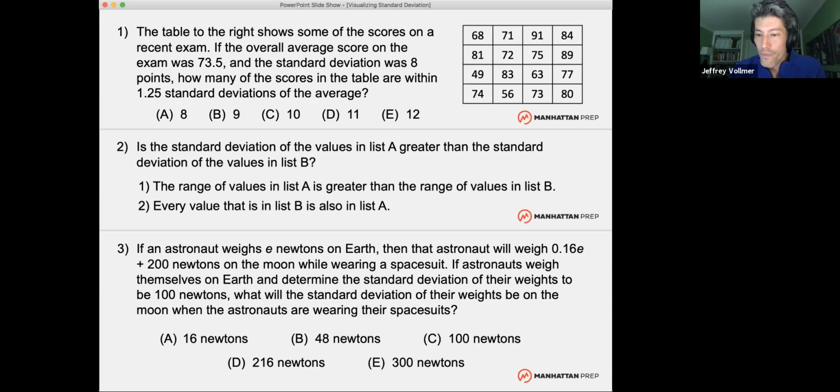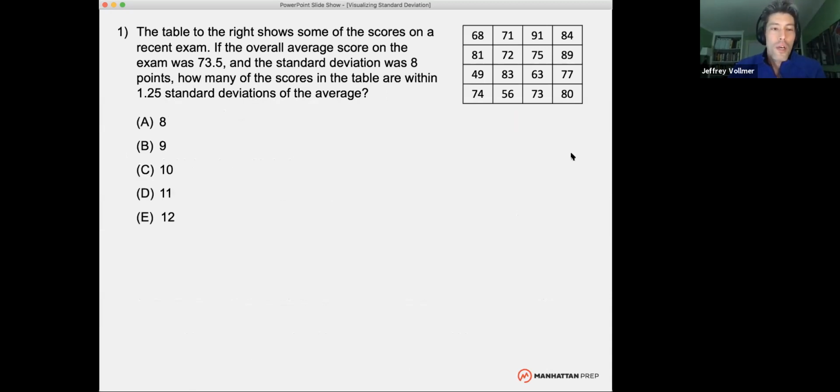All right, let's go take a look at question 1. Question 1. All right, so we're given some information here. We're given a lot of information, but a lot of important information is given to us in the stem here. We know the average score is 75, and they just tell us the standard deviation is 8.